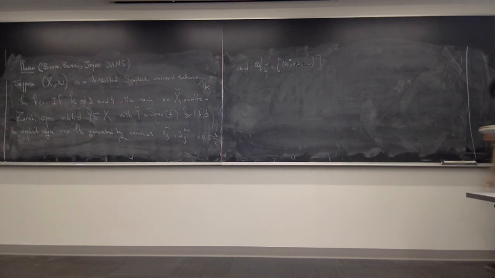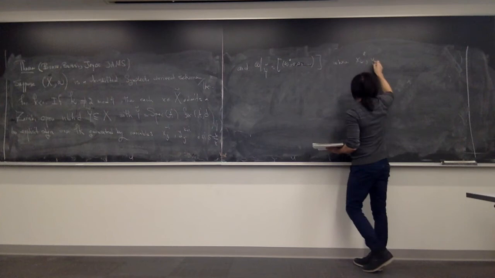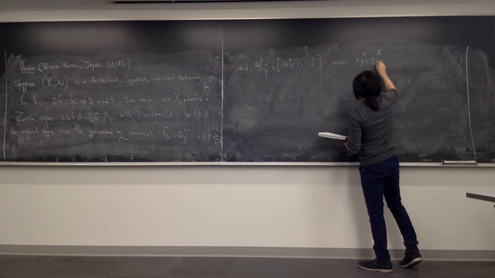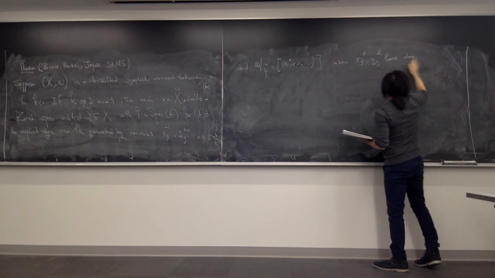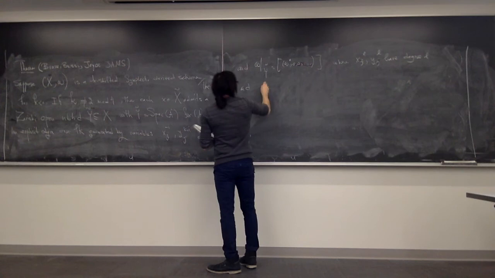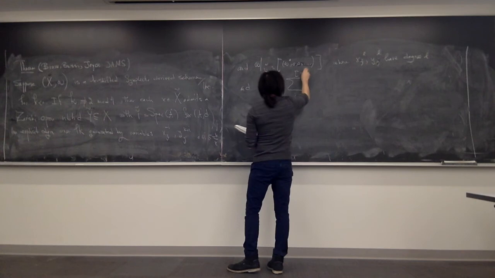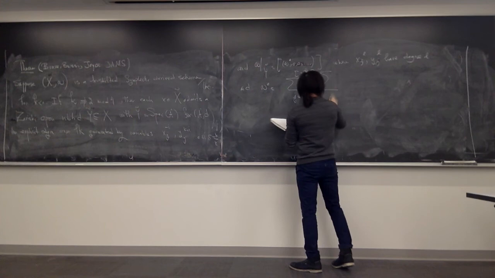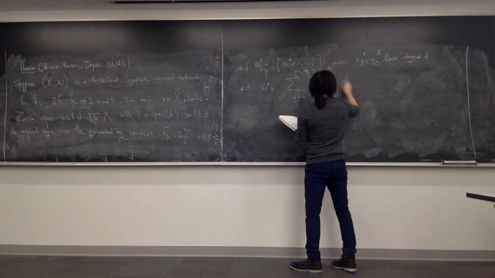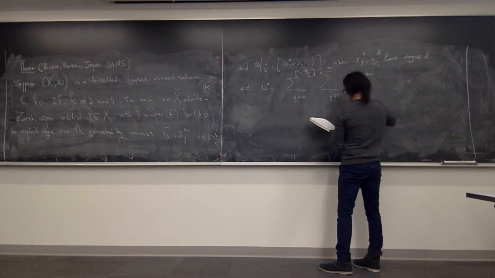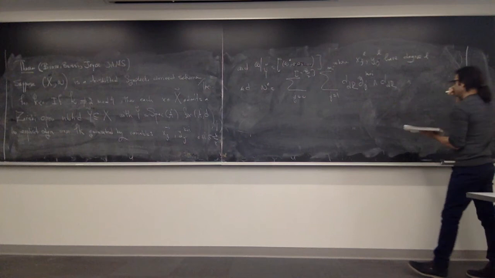Where x_j^l and y_j^l have degree l, and in this local description, omega 0 takes the form sum over j of d de Rham y_j^{k+i} d de Rham x_j^{-i}. If you like, you can put it like this.